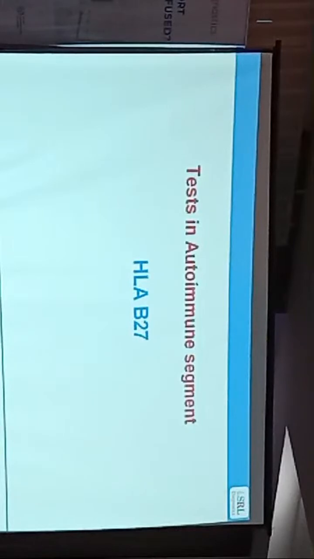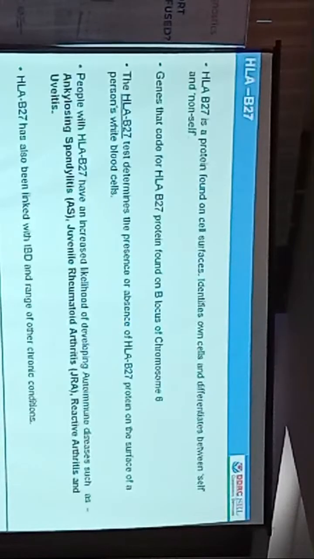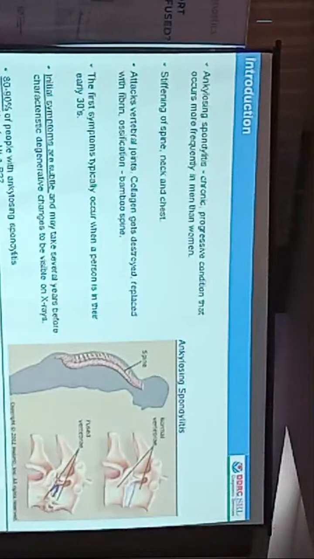The sample is serum, a 5 ml specimen is required, and it's same-day reporting. Now, HLA-B27 is a protein on the surface of the cells of the body. It's related to chromosome 6. The most common association is ankylosing spondylitis. You can see in the picture, the spine is affected, the vertebra is destroyed, collagen is replaced. There is an autoimmune response against this collagen tissue.